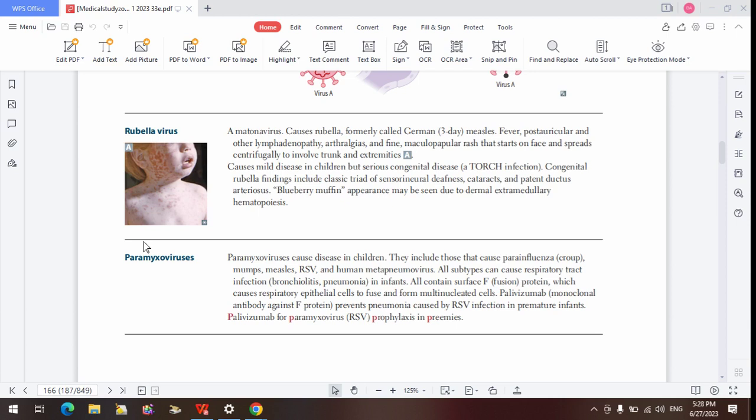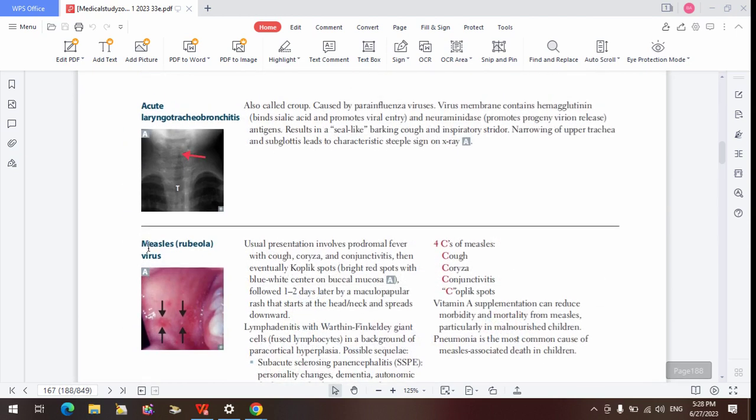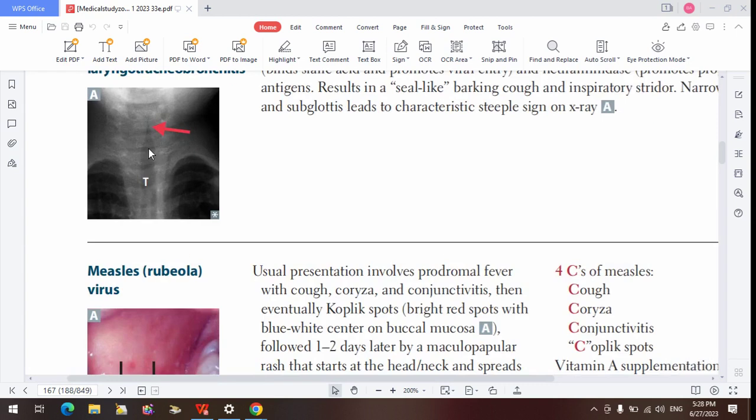Then we said because the inflammation is happening in the trachea and the larynx, there's going to be narrowing of the trachea, narrowing of the larynx. That is it. So let's look at the X-ray. We call the X-ray steeple sign. So can you guys see this thing that is looking like a pointed object?